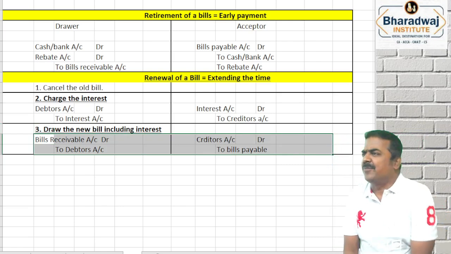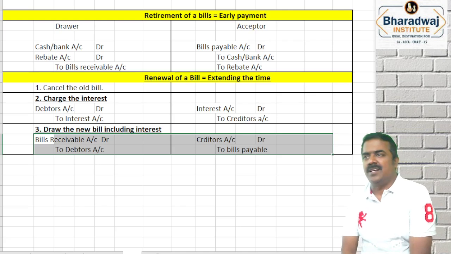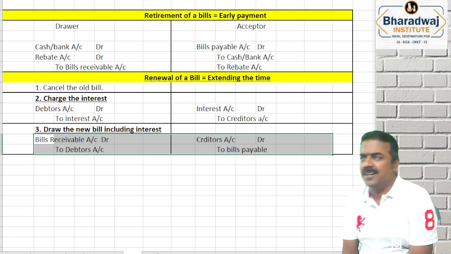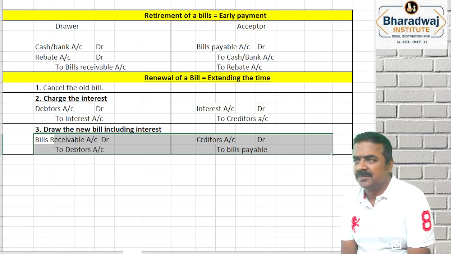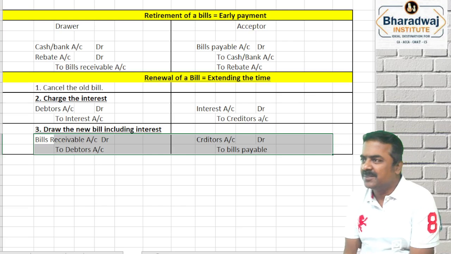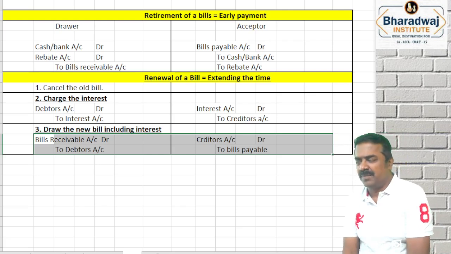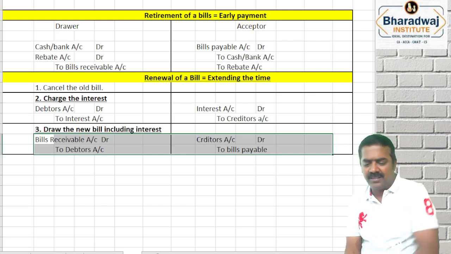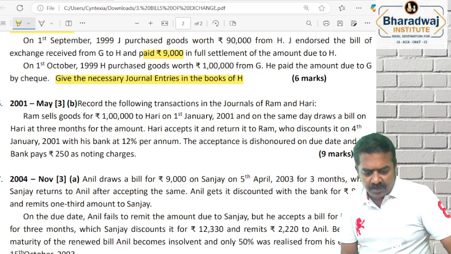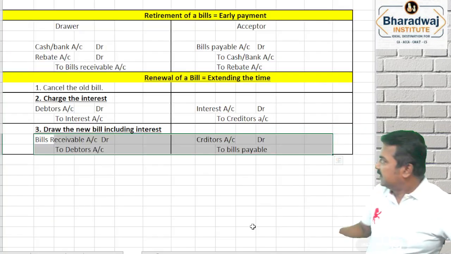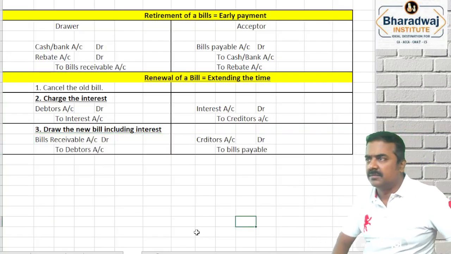What is the entry for bad debts? A normal journal entry: bad debts account debit, to debtors account, or to sundry debtors. We'll see, these model problems are repeated in the exam. Have you copied it? Over.